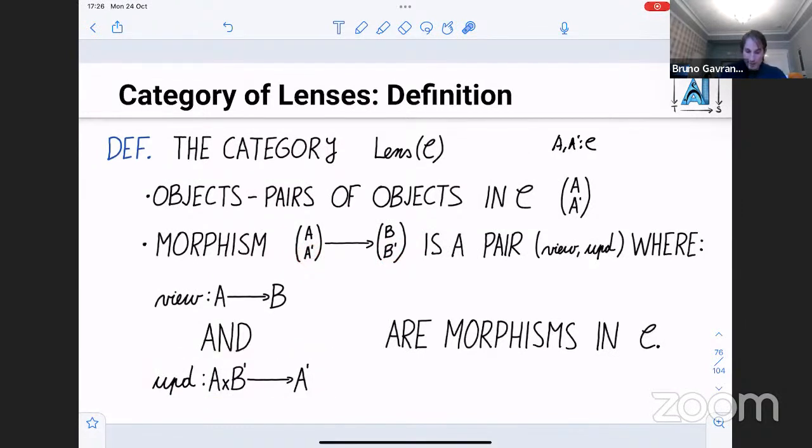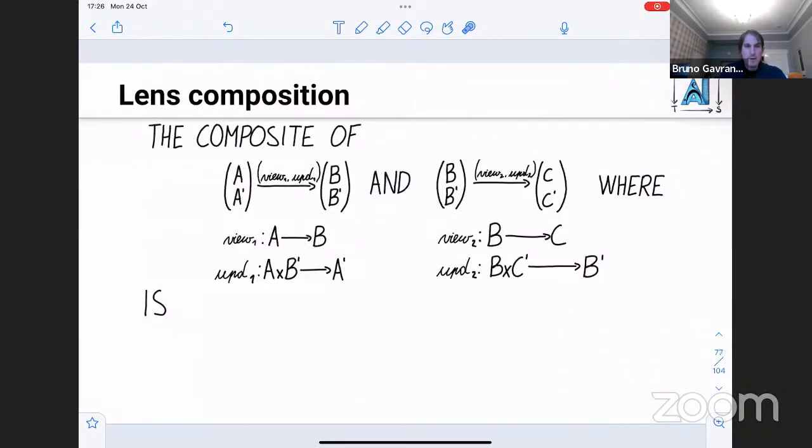So this is a category. I've defined objects, I've defined morphisms, and what I now have to tell you is how composition works. So if I have a lens from A to B and a lens from B to C, sorry, when I say A, I mean A, A prime, B, B prime, and a lens from B, B prime to C, C prime, it just gets quite unwieldy saying. I'm going to define a composite lens going from A, A prime to C, C prime. How am I going to do that?